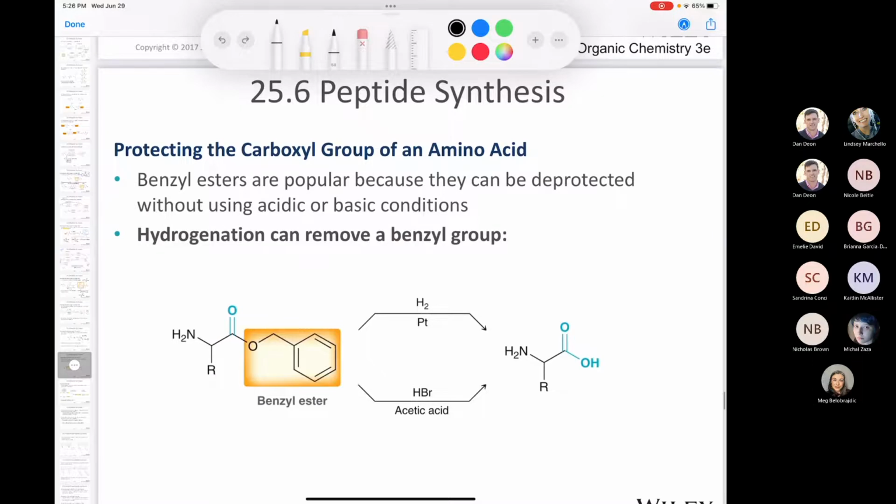Or if you want to remove the benzyl group, it can be removed by hydrogenolysis. Benzyl groups can be removed by treatment with hydrogen and palladium, platinum, or nickel, or they can be removed with HBr and acetic acid. That's something I've never done. I actually never heard of that until I read this textbook, but then I looked it up and it turns out it is a thing that I just was not aware of. So that's how we would remove these groups.